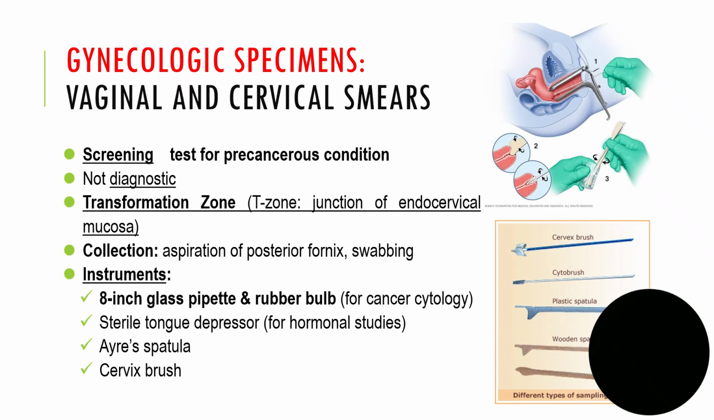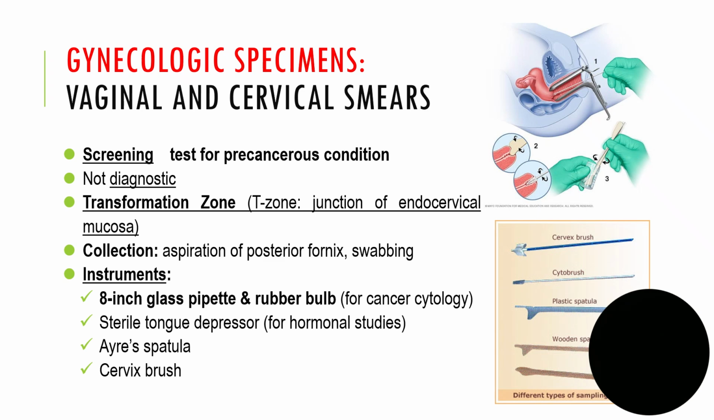As for the collection method, aspiration of the posterior fornix or the posterior recess of the vagina, or swabbing of the cervix. Instruments include an 8-inch glass pipette with rubber bulb used specifically for cancer cytology, the sterile wooden tongue depressor used for hormonal studies, the Ayre's spatula, a wooden or plastic spatula shaped to fit the contour of the cervix, and the cervix brush, which samples both the ectocervix and the endocervix simultaneously.